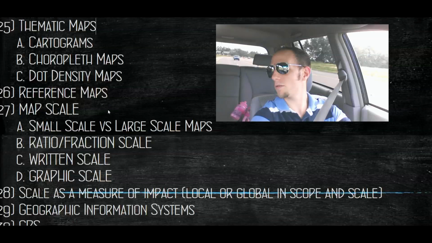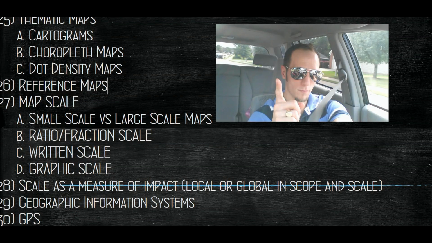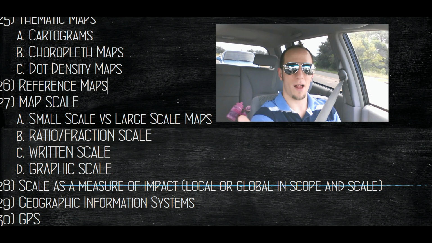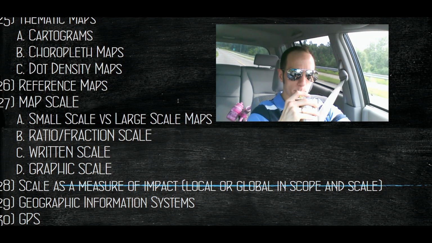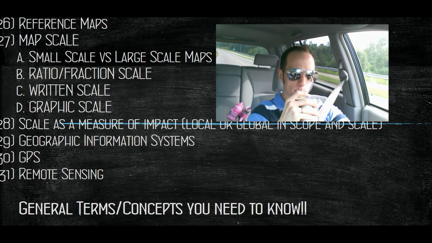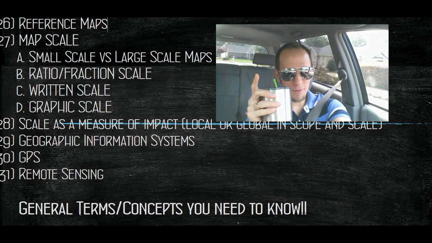And then finally, there's also your reference map, the last type of map that we discussed in this unit. Basically, you use it to figure out where things are, so you're going to use it to understand location, either relative or absolute location.